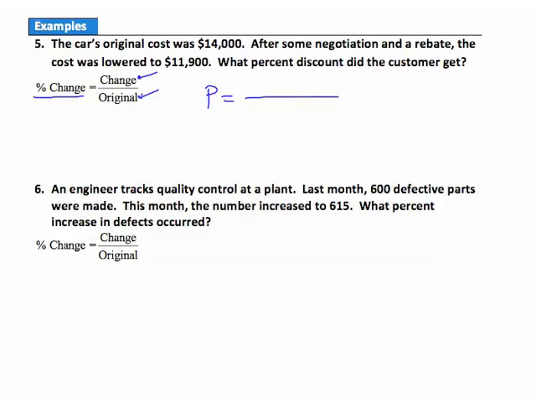Now we want to figure out, well, let's start with the original amount. The original amount of the car was $14,000. So let's put that into our formula. Now we want to figure out the change that took place. Well, the change that took place is going to be the difference between $14,000 and $11,900. So we want to do this subtraction, 14,000, and we're subtracting from that 11,900. When I do that subtraction, I'm going to get 2,100. So that's the price difference or the change that occurred in this transaction here.